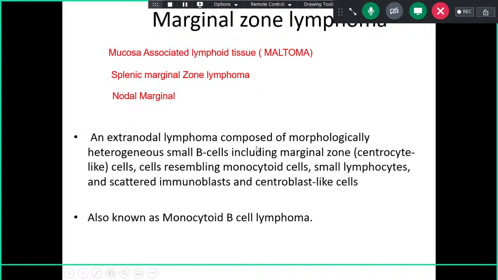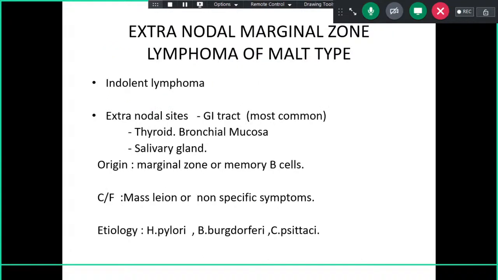An extranodal lymphoma composed of morphologically heterogeneous small B cells, including marginal zone centrocyte-like cells. Also known as monocytoid B cell lymphoma, because these cells have a little bit of cytoplasm in comparison to the other lymphomas. So extranodal marginal zone lymphoma or maltoma, MALT type, was mostly first described in the GI tract or stomach. In case of maltoma, there is a very strong association with infectious etiology.